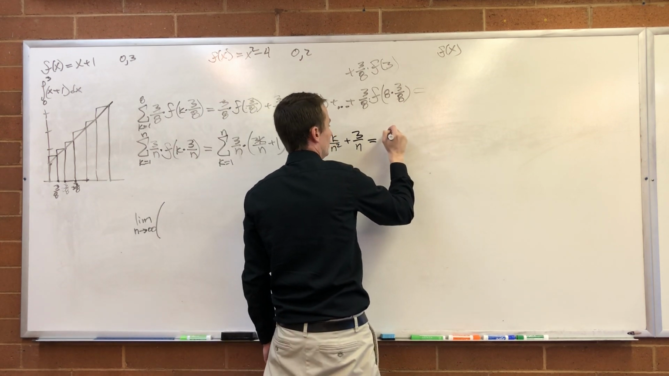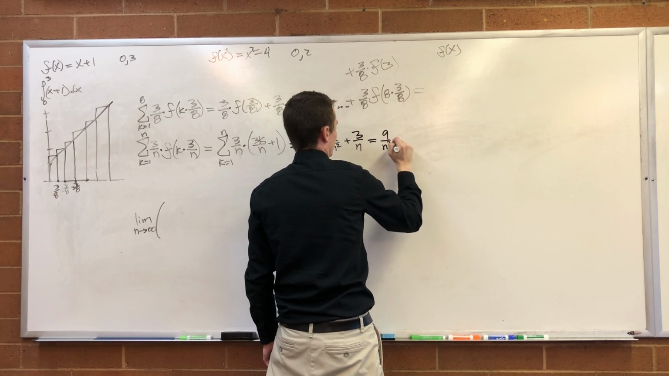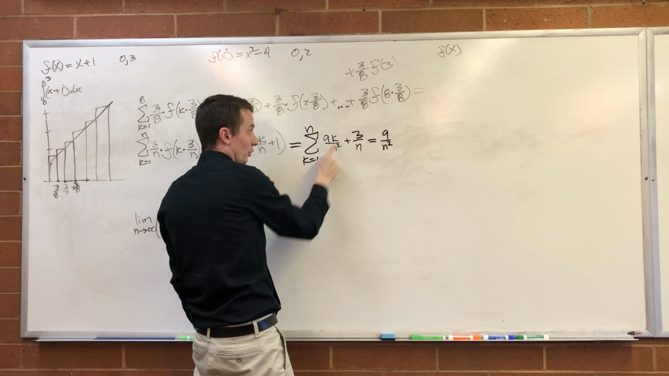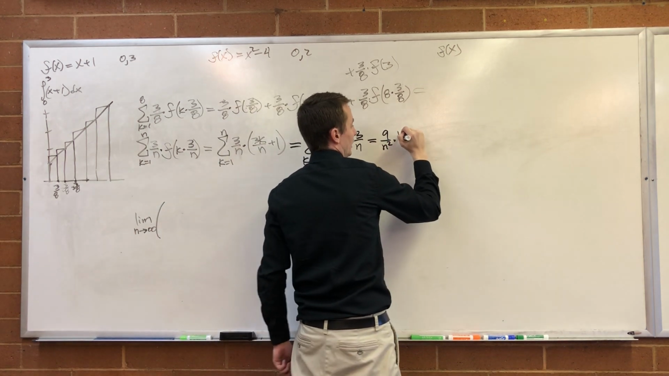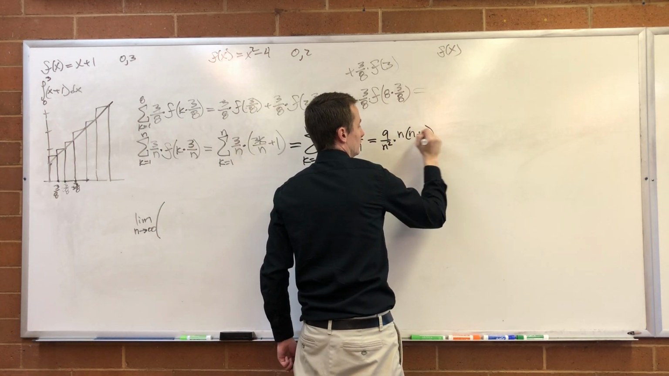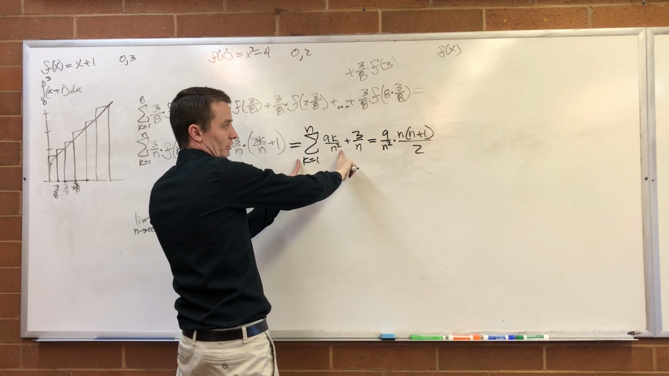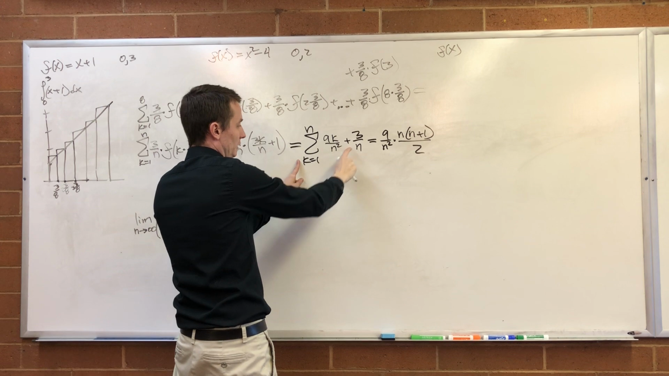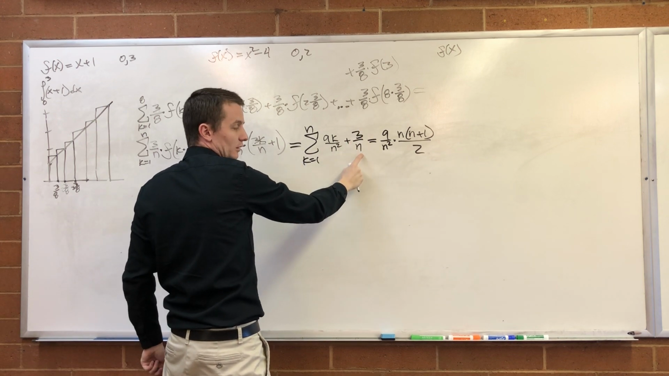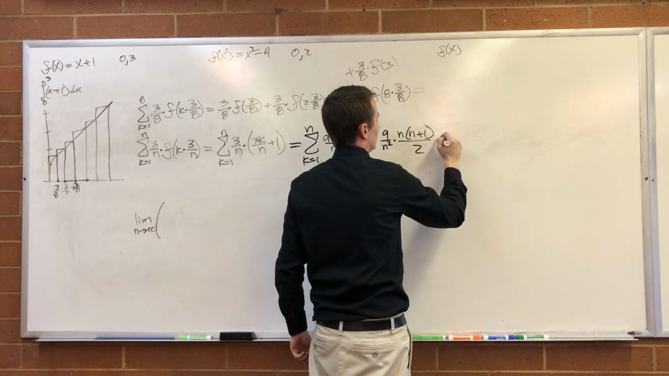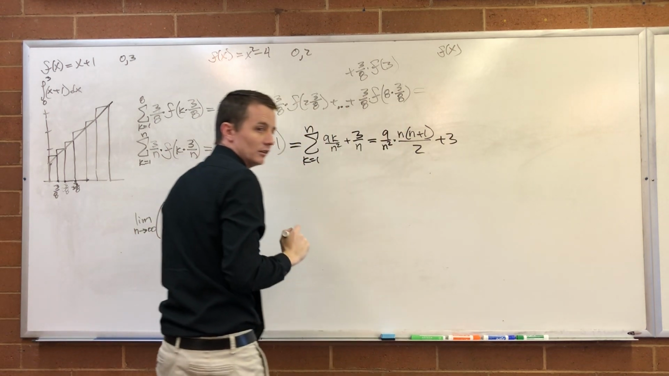split this up into two sums. So we'll have 9 over n squared when we factor it out of there. Then we have to sum up those k's. When we sum up those k's, we'll get n times n plus 1 over 2. So we're taking care of this portion so far. Now I need to sum up these. If I sum up 3 over n, n times, what do I get? 3. Perfect.